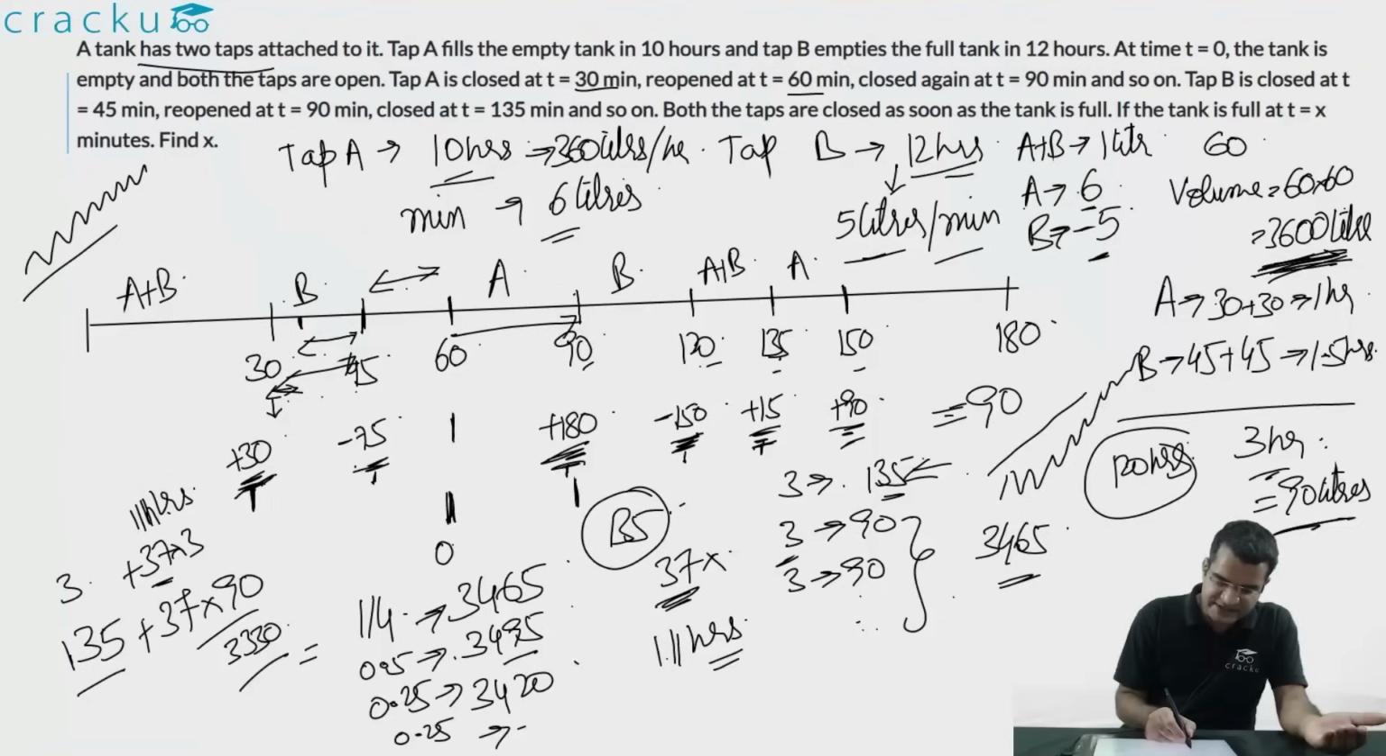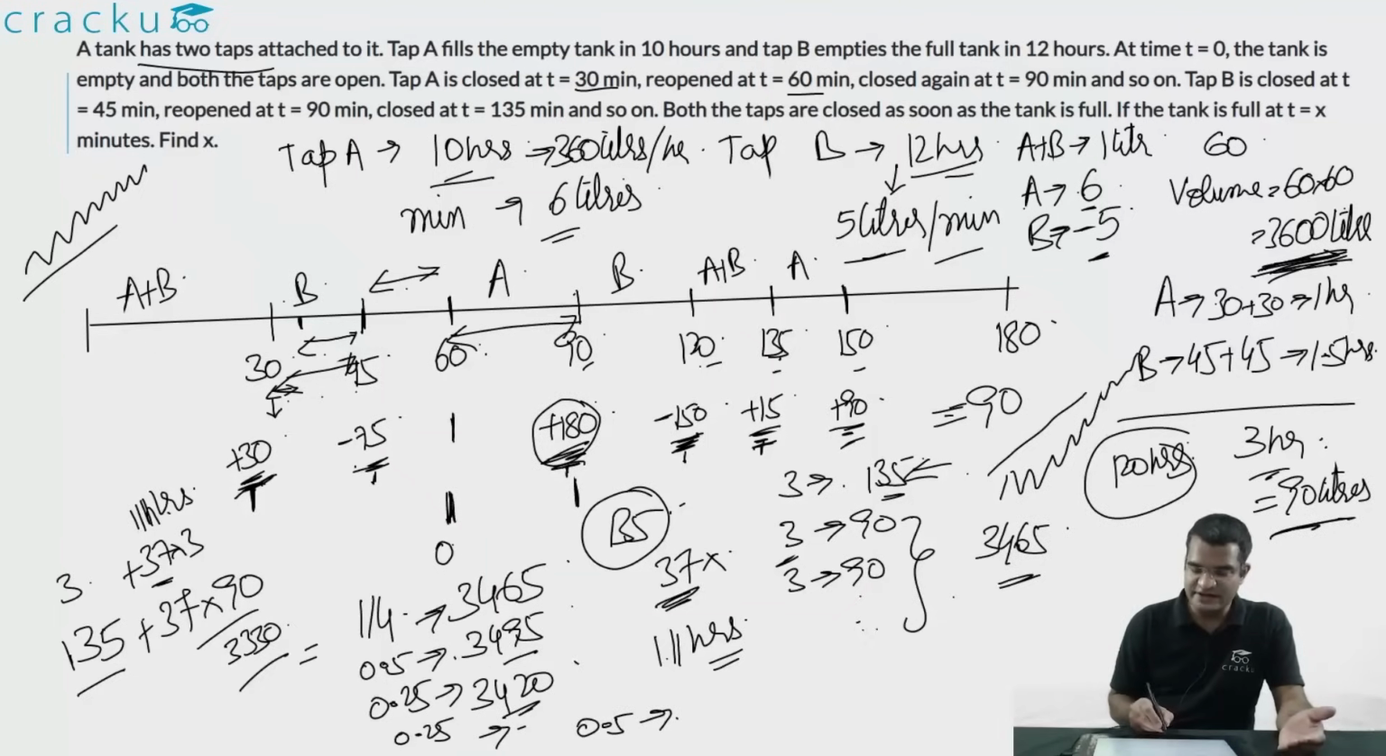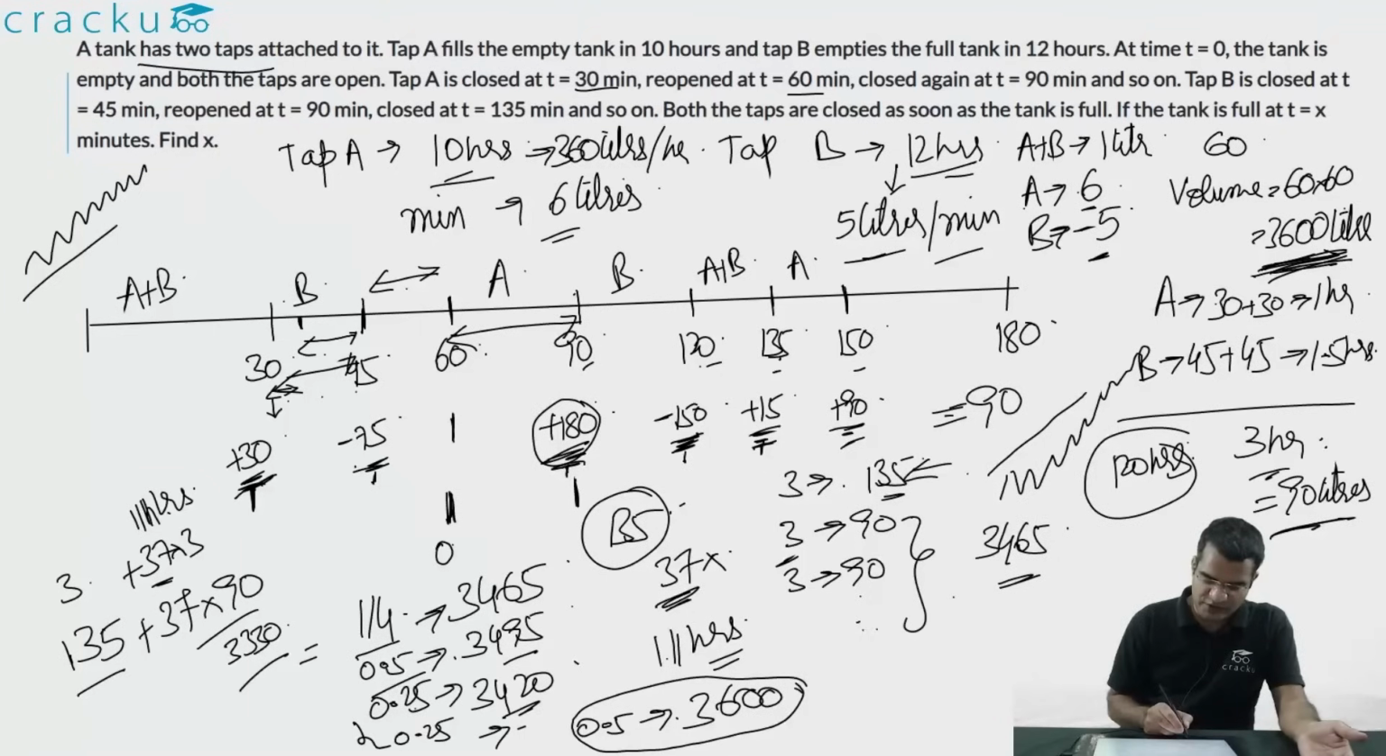In the next 30 minutes, only A is open and A fills in 180 liters. So after another 0.5 hours, from 3420 you add another 180, so the water level becomes 3600. So at this point the tank is completely full. So how much time has elapsed? It is 114 plus 0.5, so 114.5, plus 0.25, 0.25 and 0.5, which is another 1 hour. So the total time it takes is 115.5 hours.